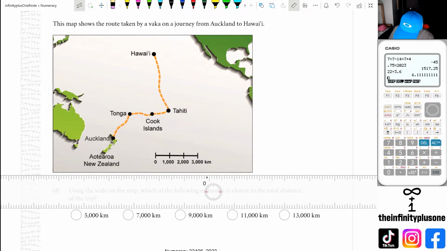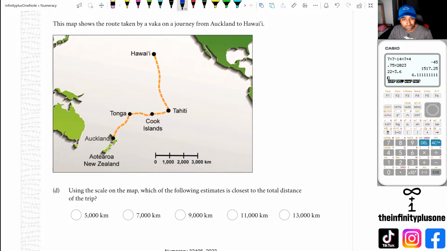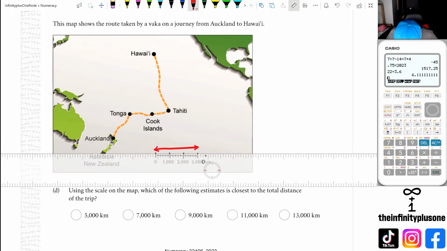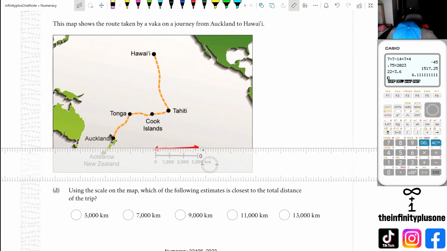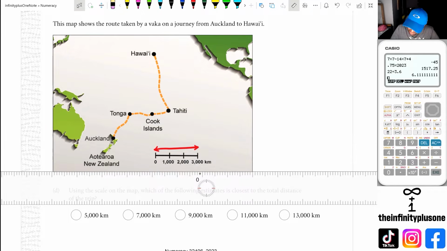So I might have to do it slightly differently, and I know that this is going to be very hard to see here, but I'm going to try anyway. The way I'm going to do it is I'm going to measure this from here to here with my ruler. And I know it's not going to make sense to you, but on this ruler, it's roughly about 1.8. So I'm going to say 1.8 units is about 3,000.